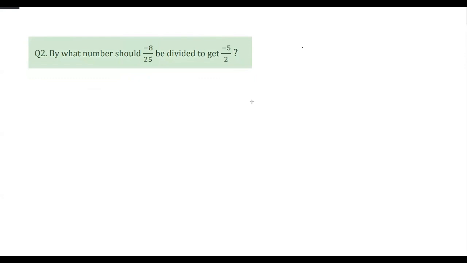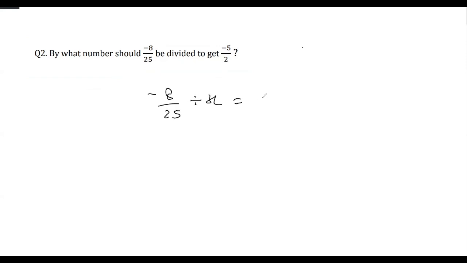In this question number 2, the question is, by what number should this be divided to get this? Although we can do it in a shorter method, let's understand the concept as well. They are asking this divided by what? So let's say if I take minus 8 by 25 divided by what? So I took the number with which it is divided as x, any rational number, as minus 5 by 2. Now what we know, we have to get x here, but can I write dividing by any number as the same as multiplying with the reciprocal as minus 5 by 2.